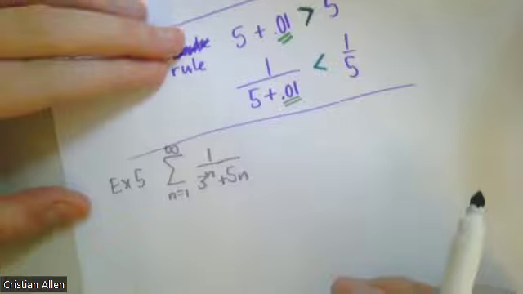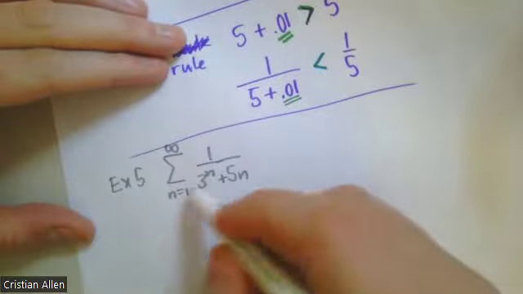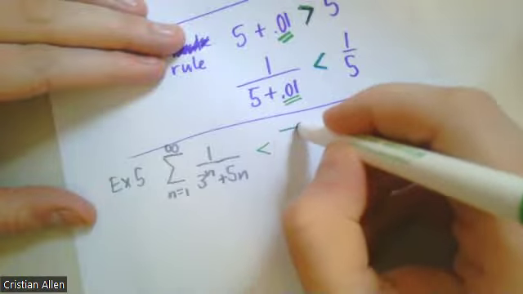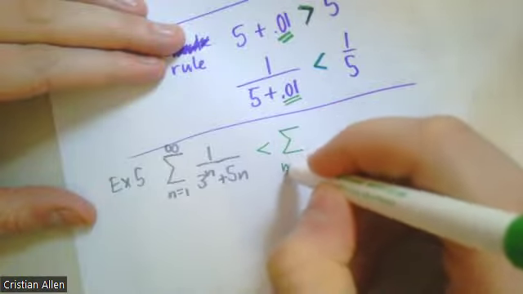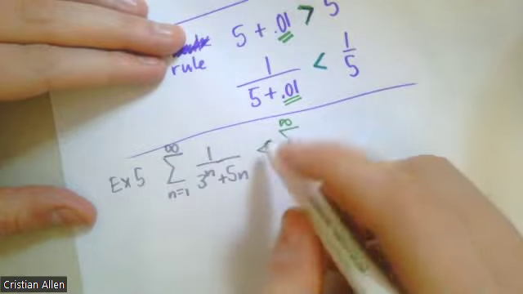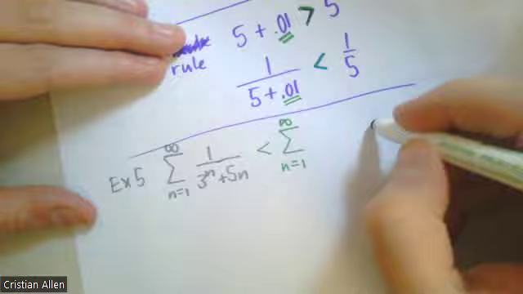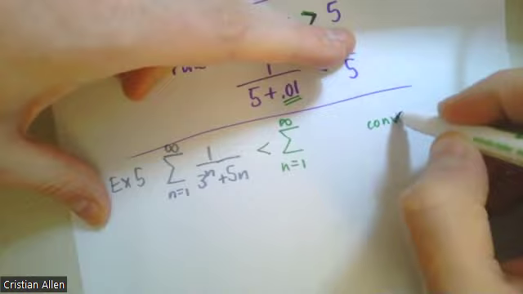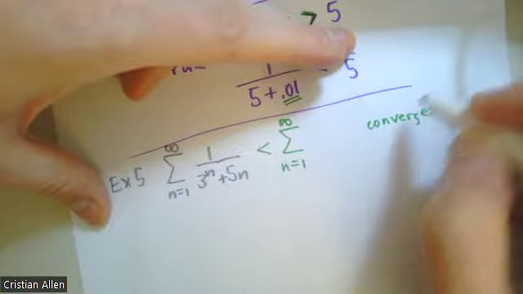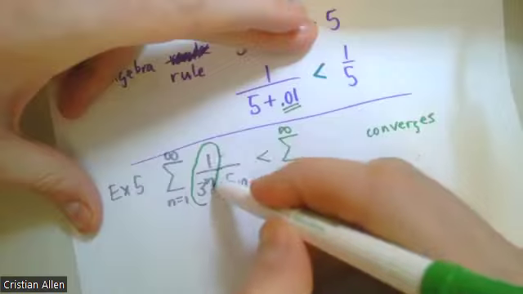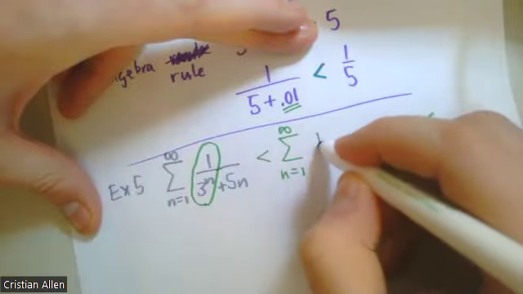So with that in mind, let's look at this example here. Example 5. What we're trying to do is compare this to some sort of series. And right now we're going to work on comparing it with some series that converges. And then we're going to argue that it's less than something that converges. The one we're going to compare it with is this, a geometric series.